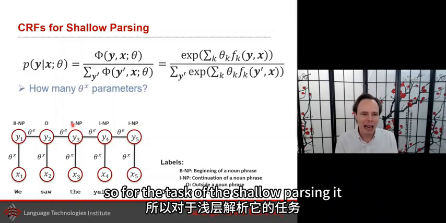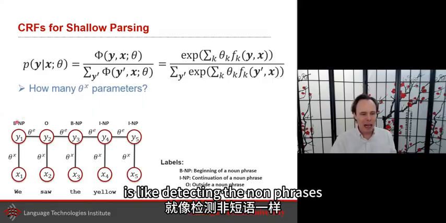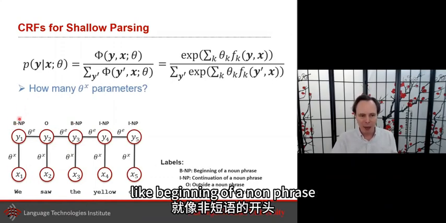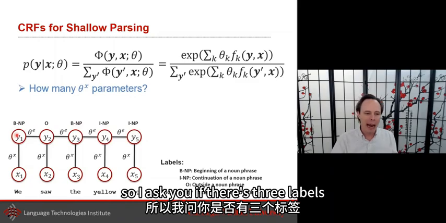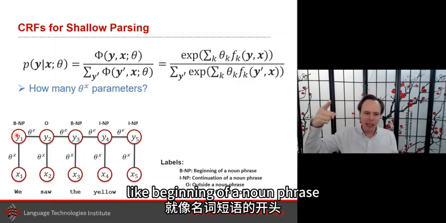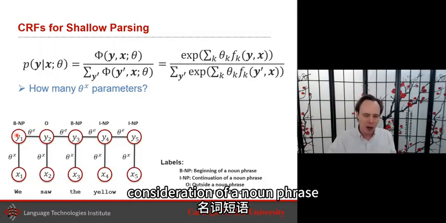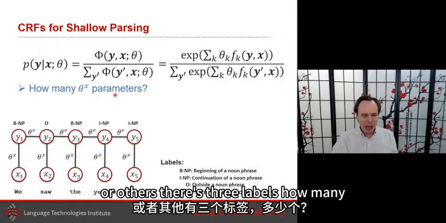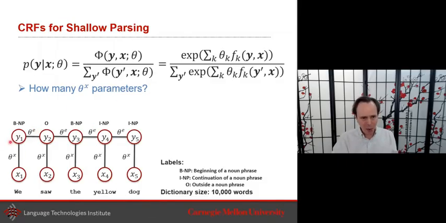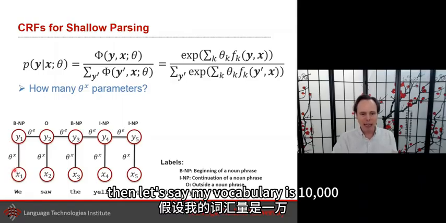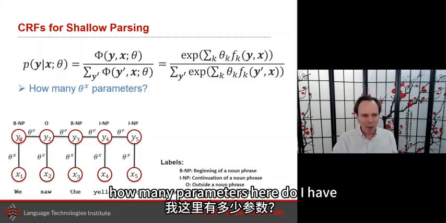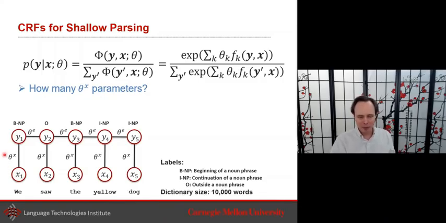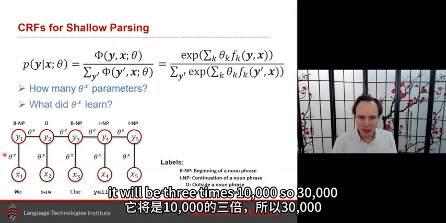So for the task of shallow parsing, it is like detecting the noun phrases: the beginning of a noun phrase or the continuation of a noun phrase. So I ask you, if there are 3 labels, like beginning of a noun phrase, continuation of a noun phrase, or others, how many parameters do I have here, if my vocabulary is 10,000 and I have 3 labels? Okay, it will be 3 times 10,000, so 30,000.